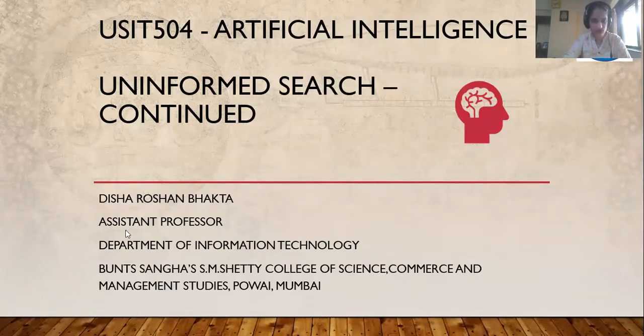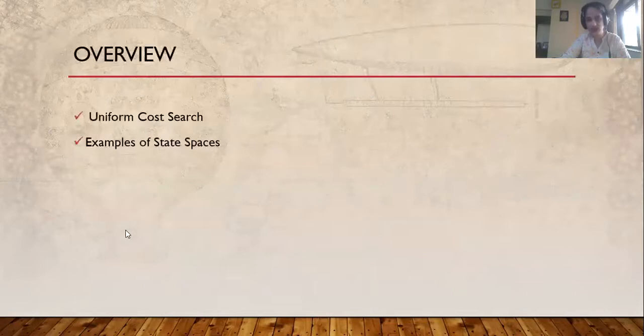The uninformed search technique that we are going to see today is what we call uniform cost search. We are also going to see some examples of state spaces, which is a different thing, something which is in general. So now let's first concentrate on uniform cost search.